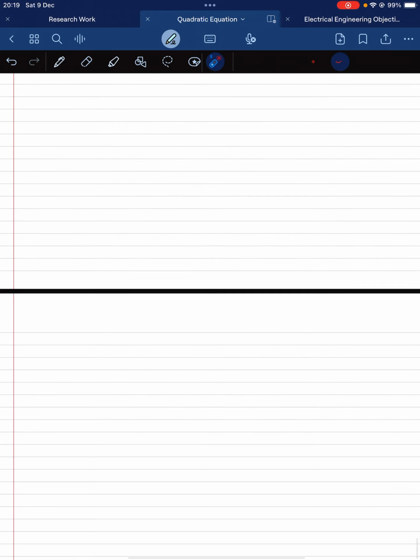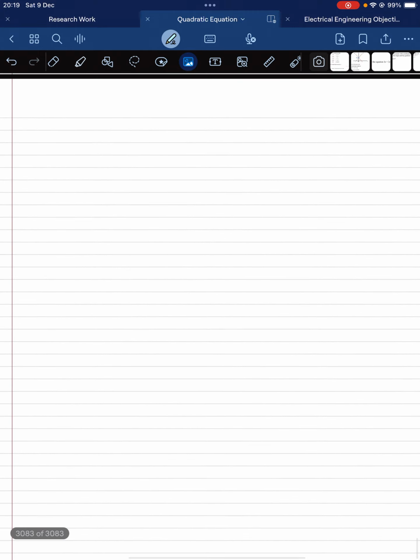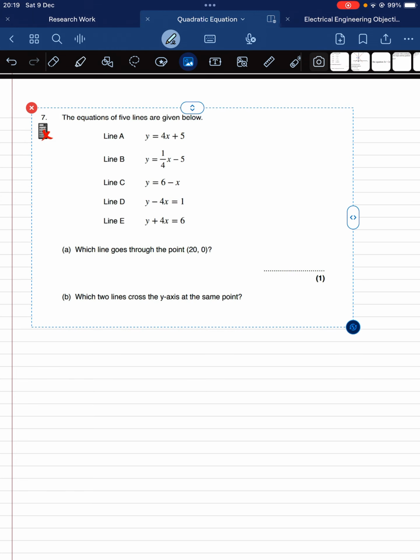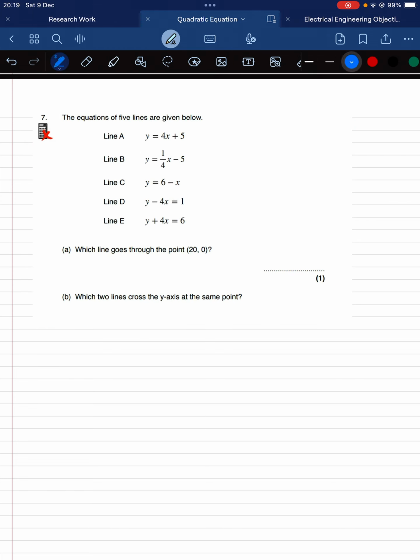Let's say the new question is, all of these questions are taken from the past paper. Let's say this is the P1 paper, P1 question. We don't need to use the calculator in this question. So let's say the first question is, which two lines are parallel? Which lines are parallel? So first we will find which two lines are parallel. Let's say this is the part of the question.